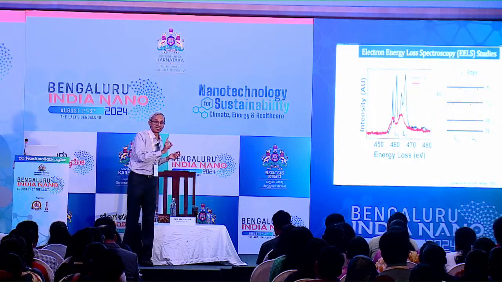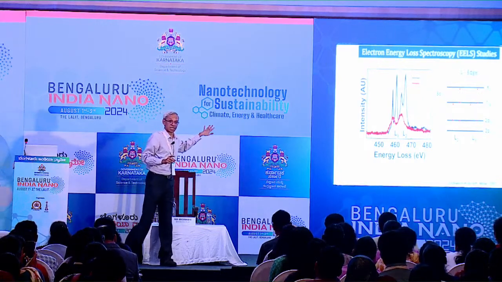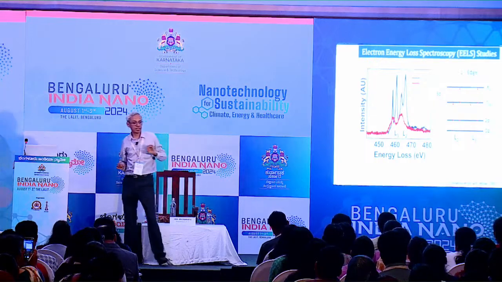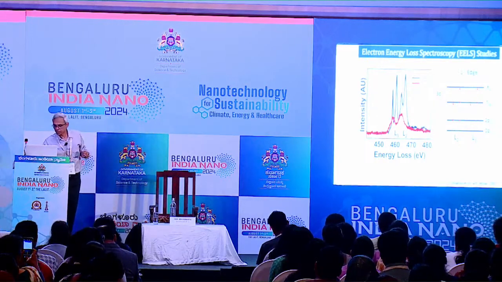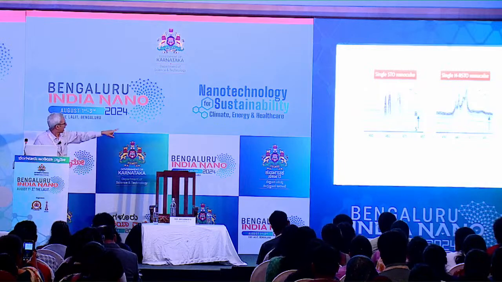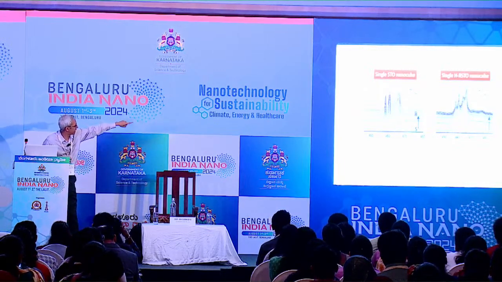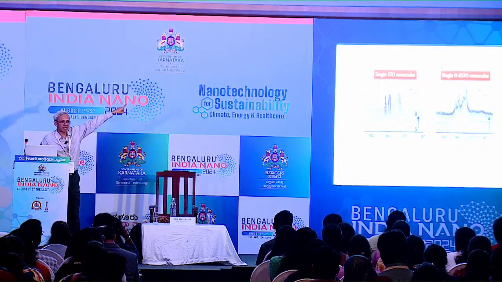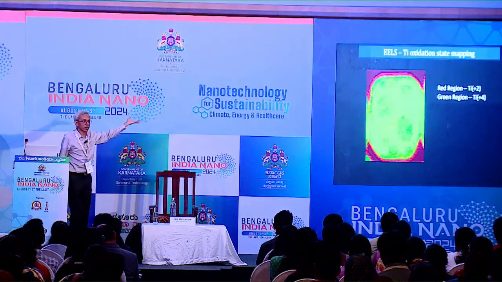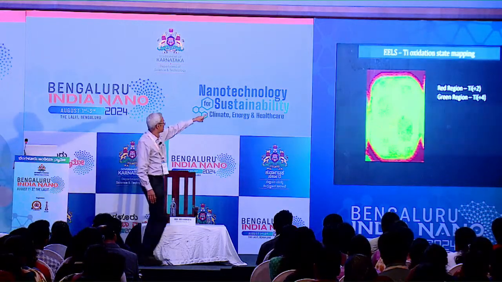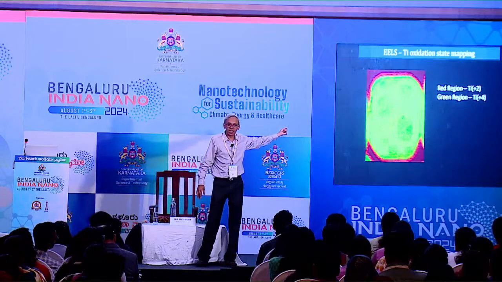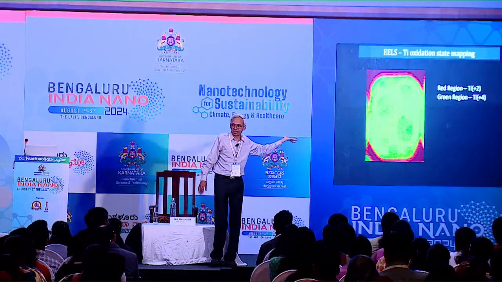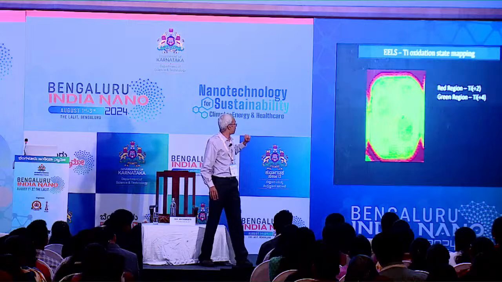We can map out structure, chemistry, and oxidation states using the modern day electron microscope. Okay, so this is the spectrum, and it shows from the surface to the interior how the 2 peaks become 4 peaks as we go there. And if you want to represent it in terms of a map, the red region tells you where your Ti2+ is, and the green region is essentially Ti4+.